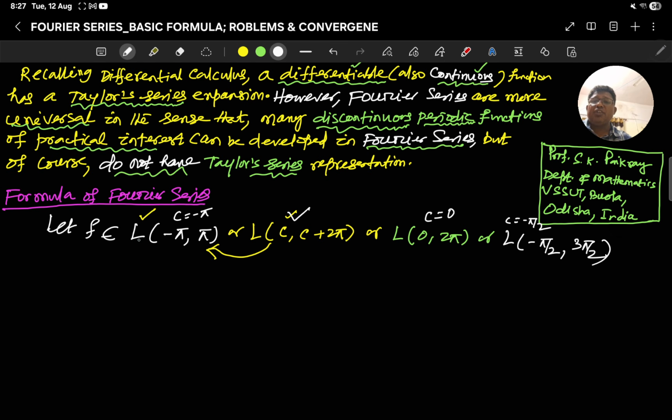So once the function is defined over the interval, whatever it may be, this or this or this, what is the length of the interval in each case? The length of the interval is 2π. In general, it is a 2π periodic function.